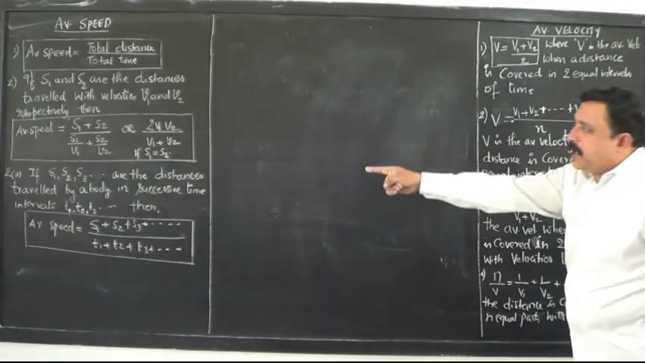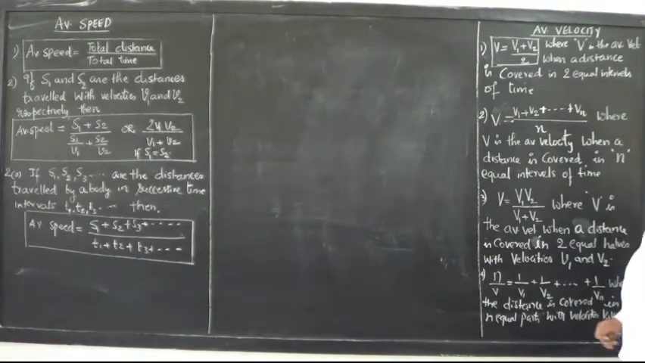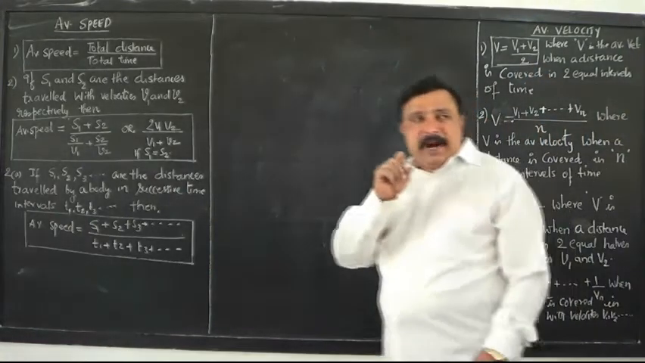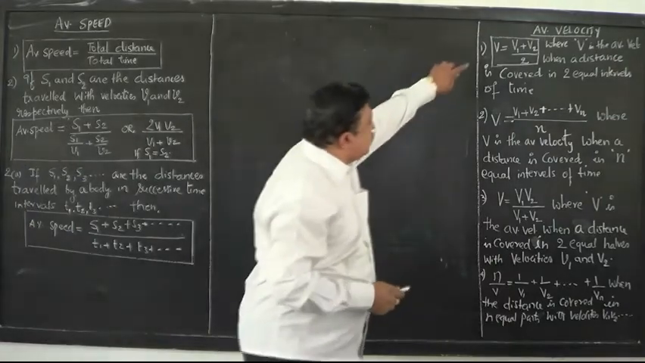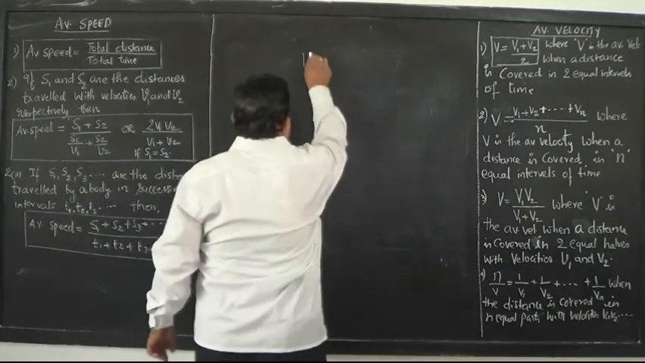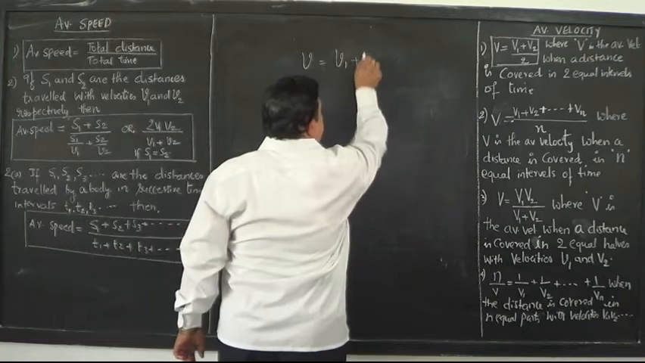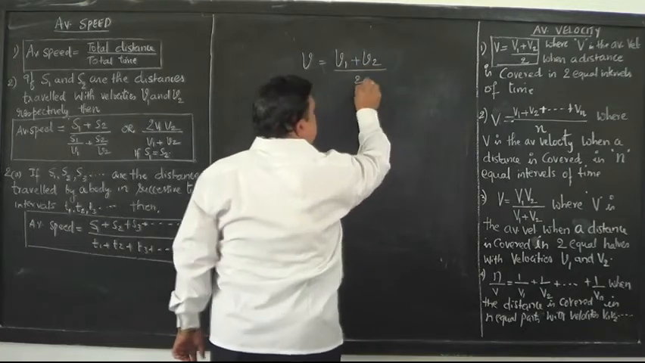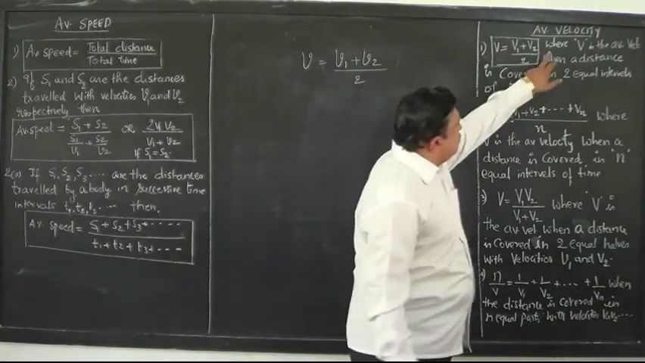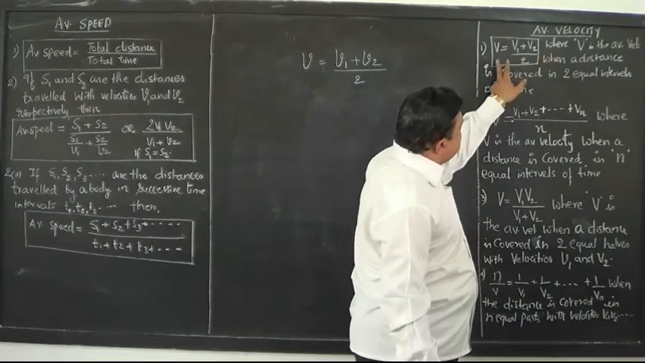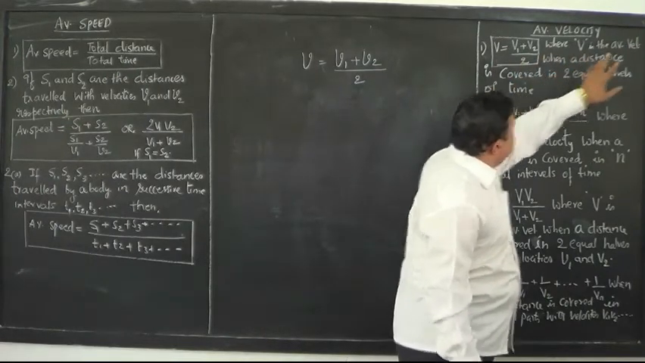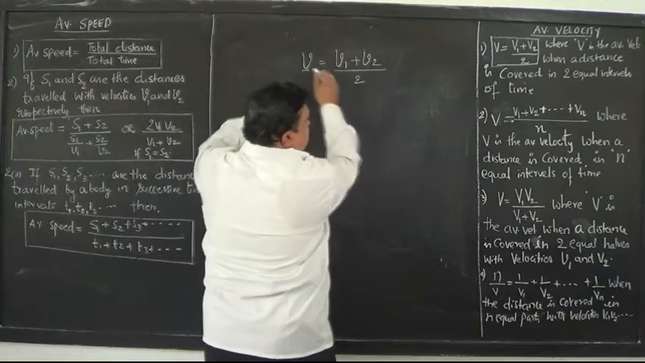Okay, that's all about average speed. Now this is average velocity. The average velocity of a particle is given, in the first instance, as V equals (V1 + V2) over 2, where V stands for the average velocity.